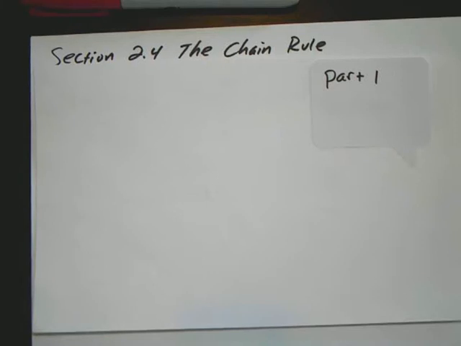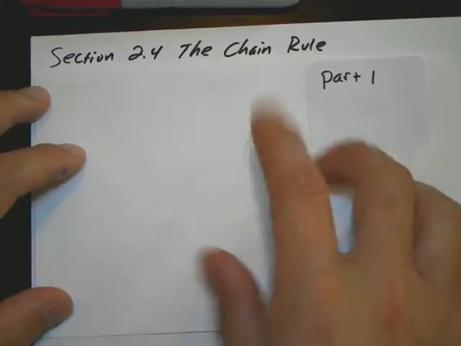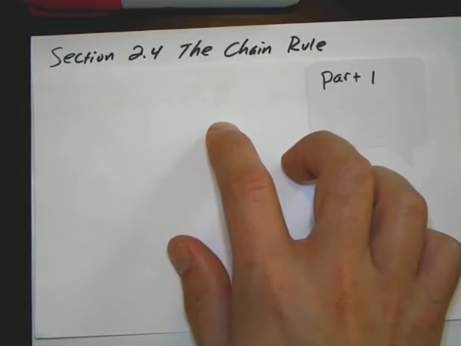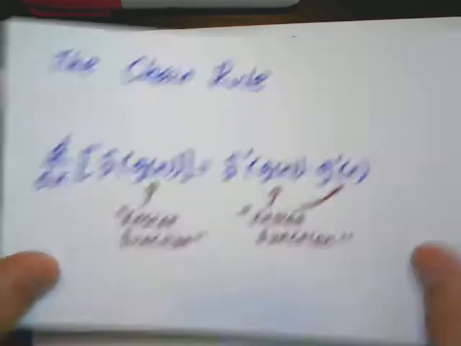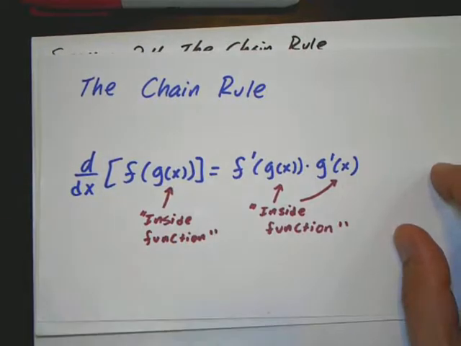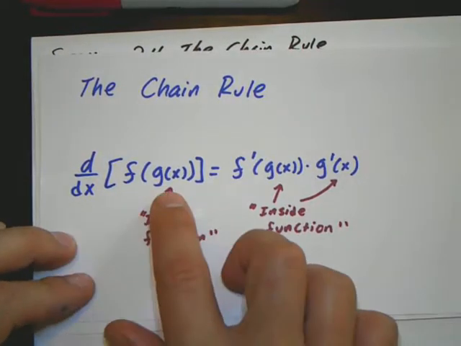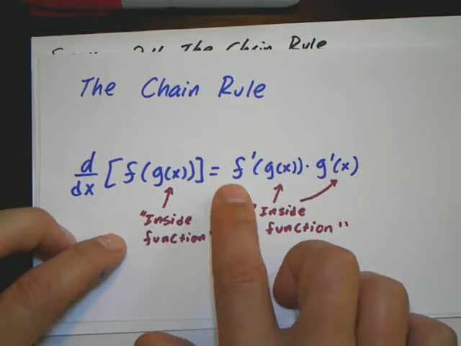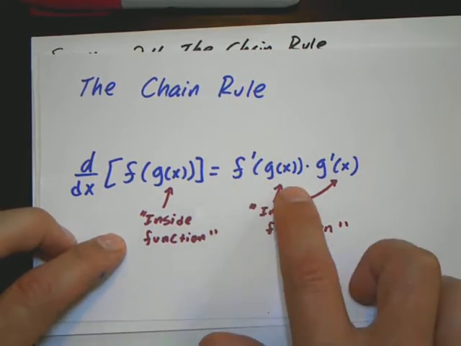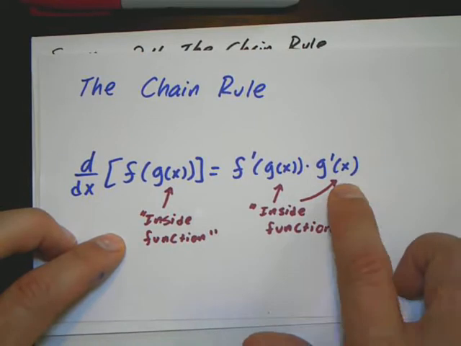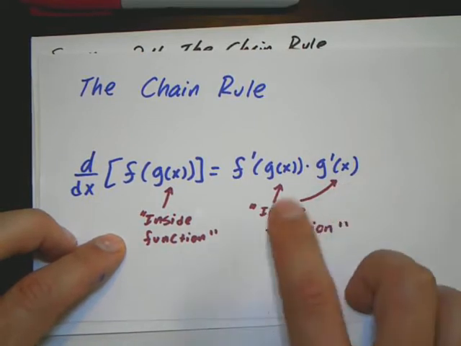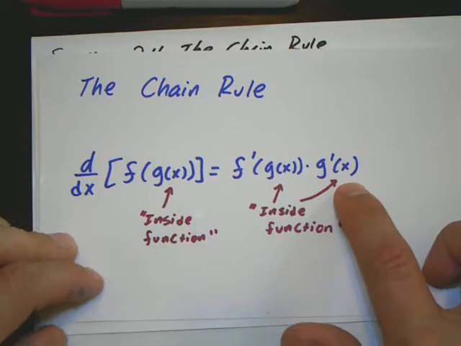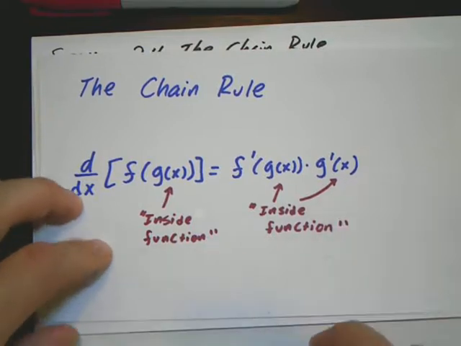This is part 1 of 2.4 dealing with the chain rule. The chain rule is going to be used whenever we have a composition, which is basically a function inside of another function. And the rule is as follows. You have f with g of x inside of it, and that derivative is going to be f prime with g of x inside times the derivative of g of x. So basically the derivative of the inside function gets multiplied in the end. And hopefully this will make sense with a few examples.